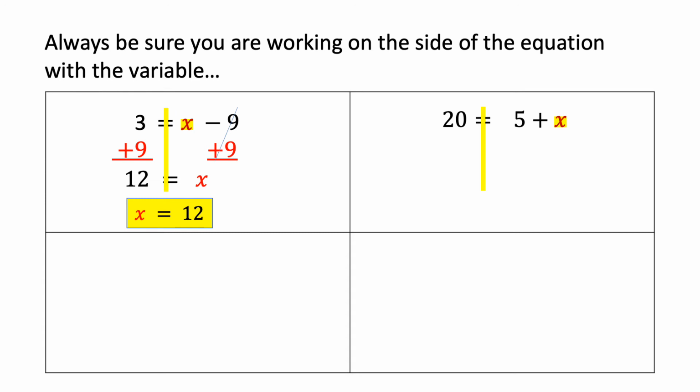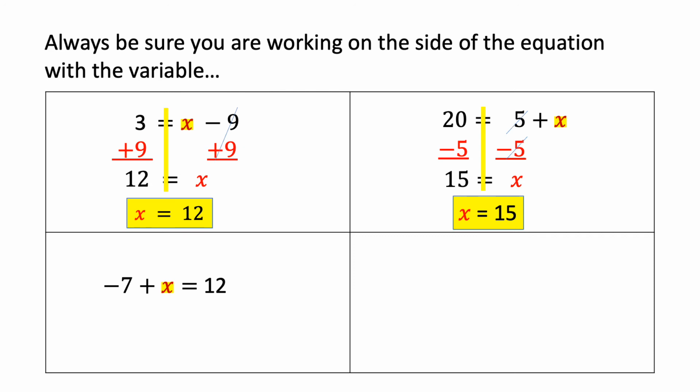Since we're adding 5 to x, we're going to subtract 5 from both sides. When we do that, we get x equals 15. Then 5 minus 5 becomes 0. That's what we want to do. We want to move the number that's next to the variable.